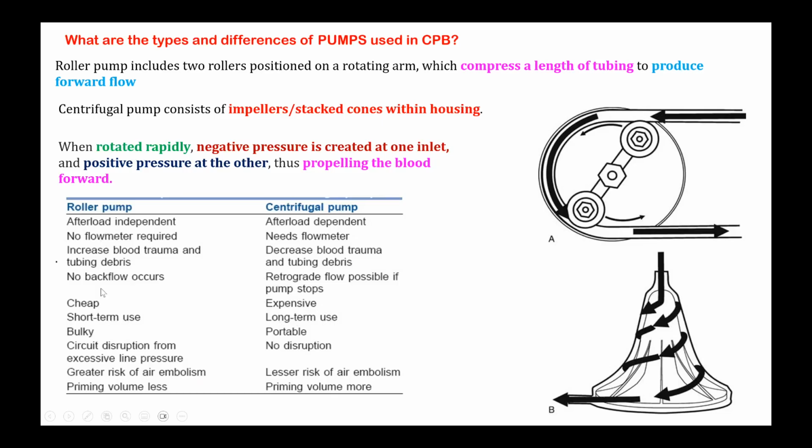And these roller pumps, all of you would have seen, are bulky. It will be a big machine kept on the floor, and circuit disruption from excessive line pressure can happen, and there is a greater risk of air embolism. Priming volume is less in roller pump, whereas in centrifugal it is more. So these are some of the advantages and disadvantages.